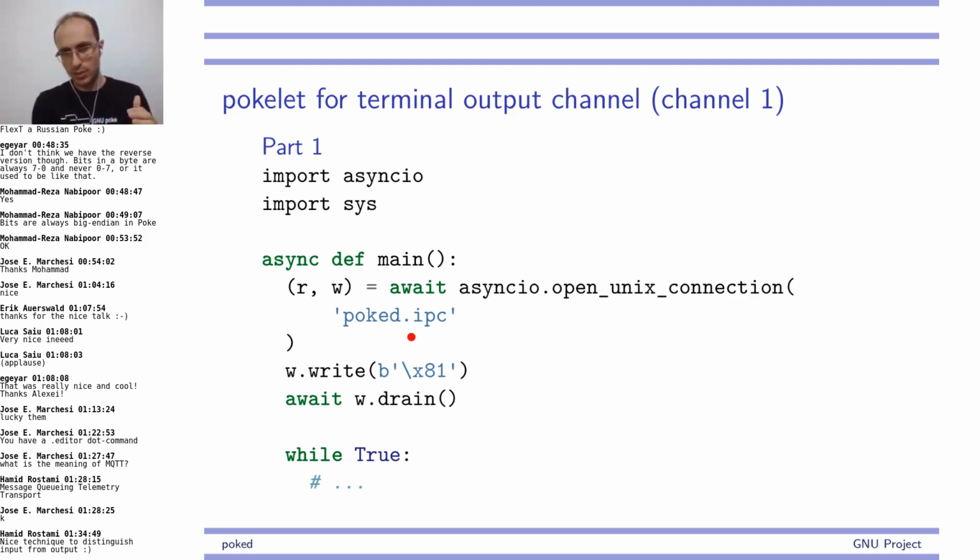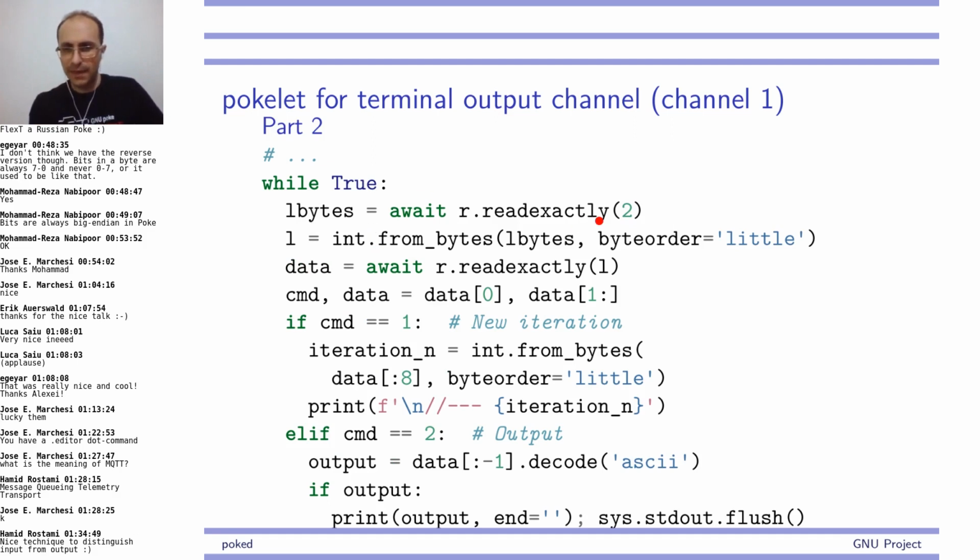We open a Unix socket to this socket address, and we write 81, which means I'm interested in receiving output data, channel number 1. And we wait until the client writes this single byte to the user. Then we go to the while loop. Here, we read exactly 2 bytes and decode them as a little endian integer. So L is an integer now, the length. So we read exactly L amount of data.